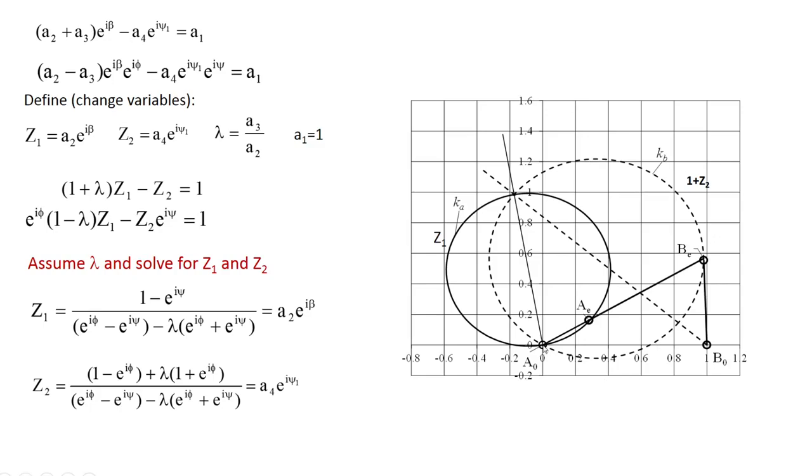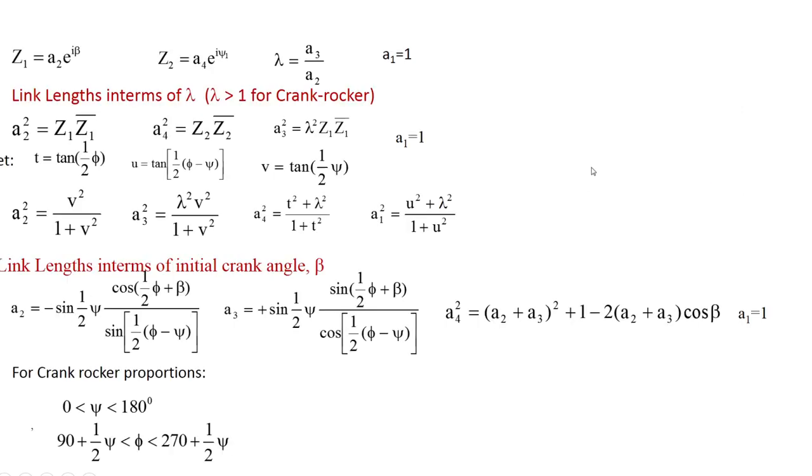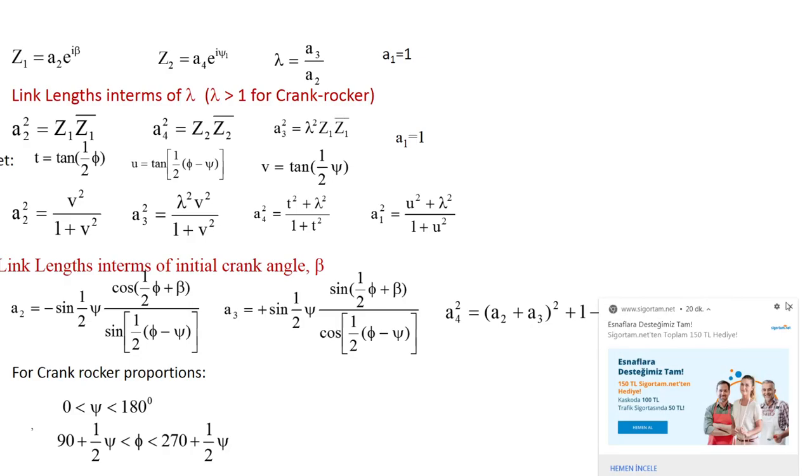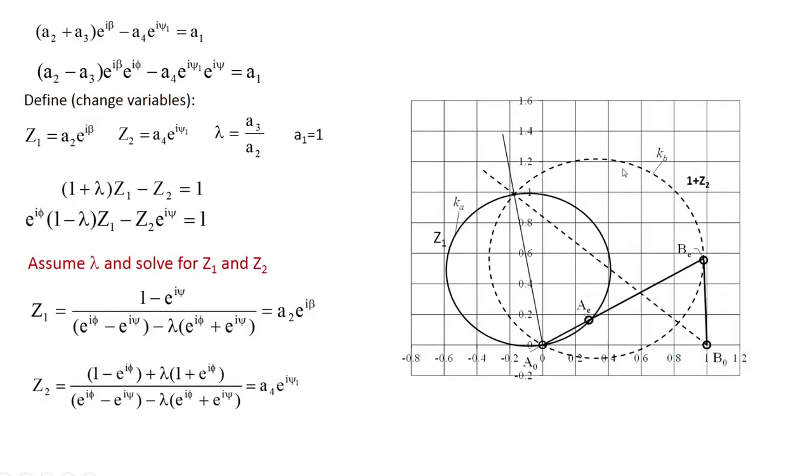If you draw a line from A0, it will intersect the KA circle at A extended and the KB circle at B extended. But not all these straight lines will give you a slight crank-rocker proportion. Because notice, up to here, A0 AE, the crank, will be less than the coupler. But from this point on, the crank will be larger than the coupler. So there is a limit in those cases.